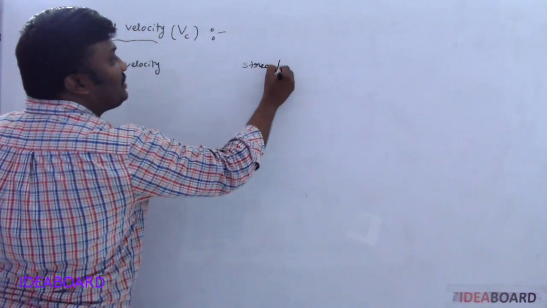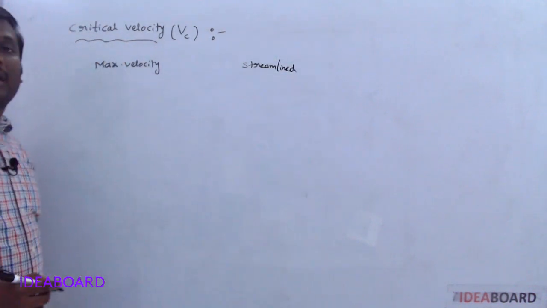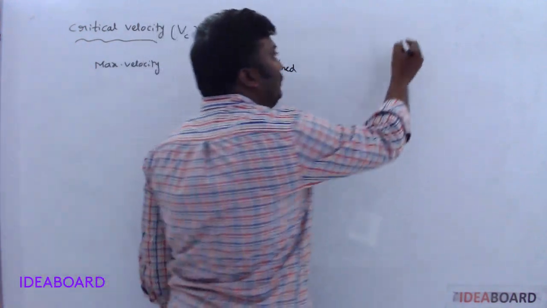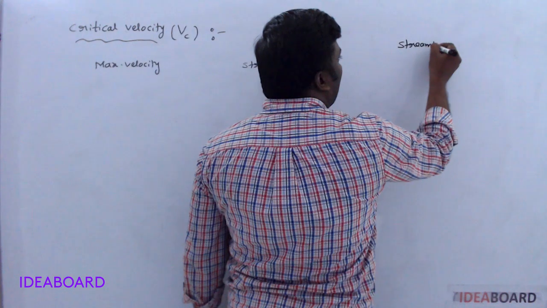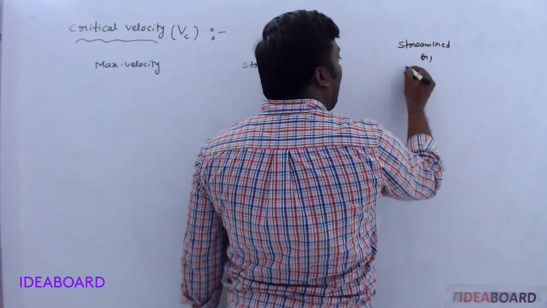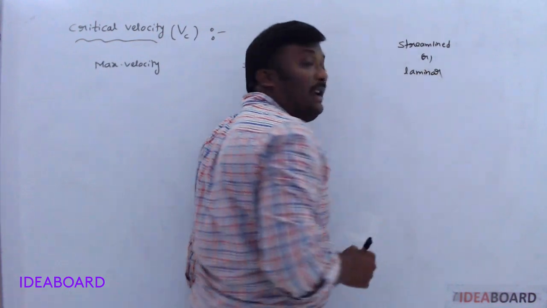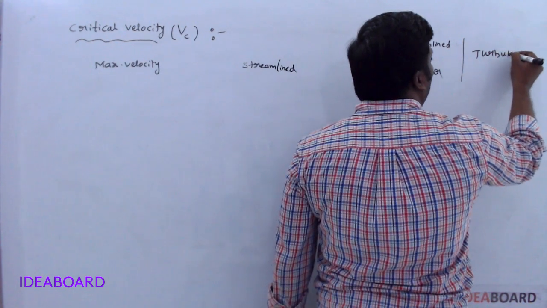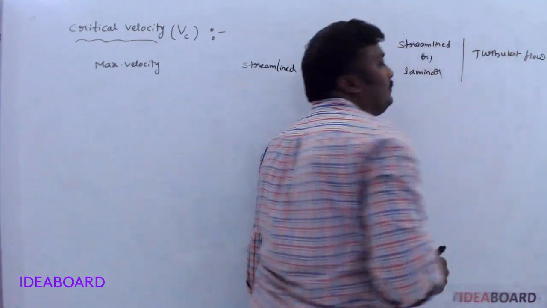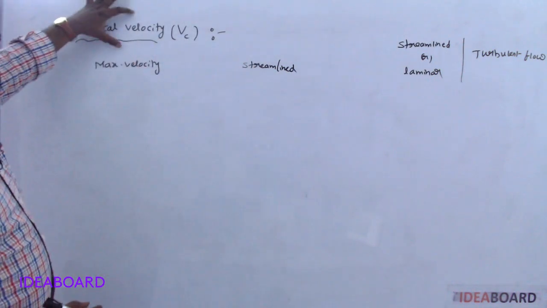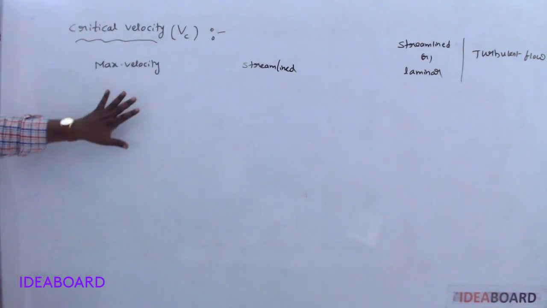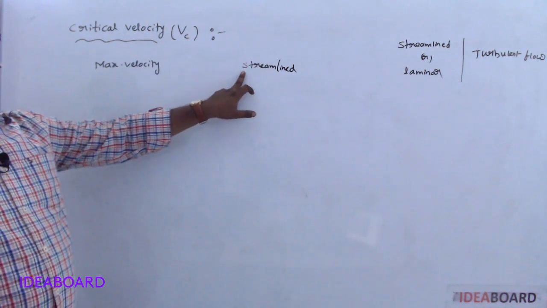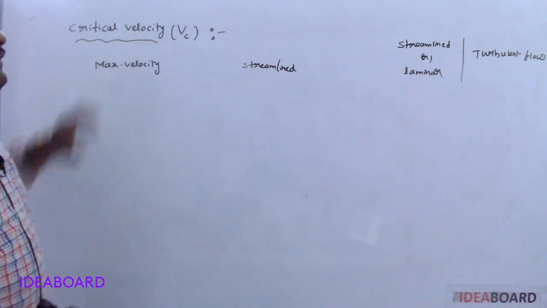There are two types of flows we are observing. One is streamlined flow, another is turbulent flow. Streamlined is also called laminar flow. So the critical velocity is the maximum velocity of the fluid in a tube for which the flow remains streamlined.